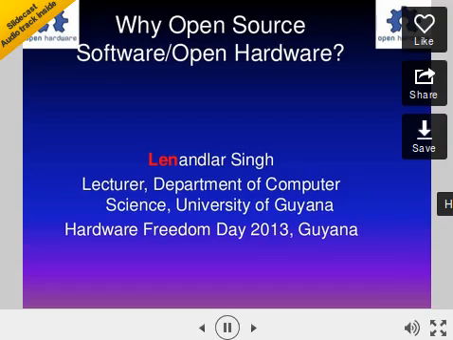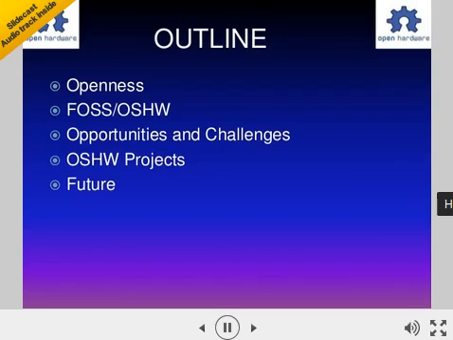I'm from the University of Guyana, and in this presentation, I'm basically going to present some ideas from my own background check on open hardware, especially drawing parallels with what we know about open source software. So I'm kind of trying to look at whether there are similarities, whether there are things that might be different in terms of principles, in terms of limitations, and so on. So I'm going to talk a little bit about open source software and open source hardware, and where possible draw some parallels.